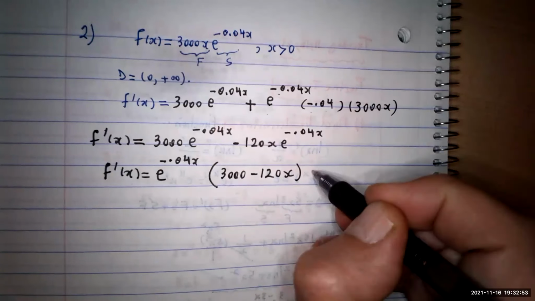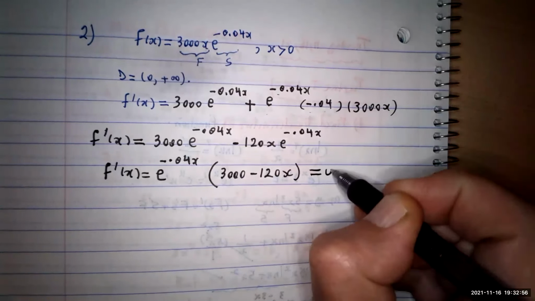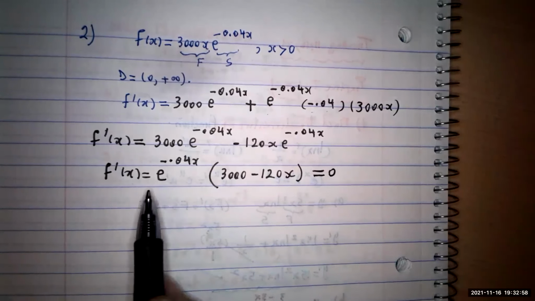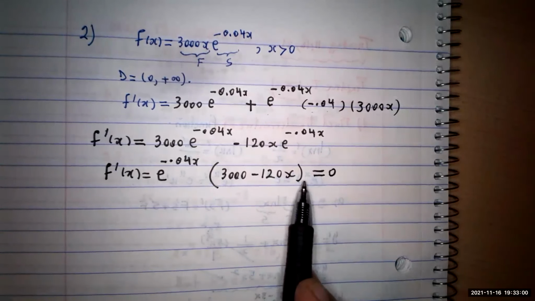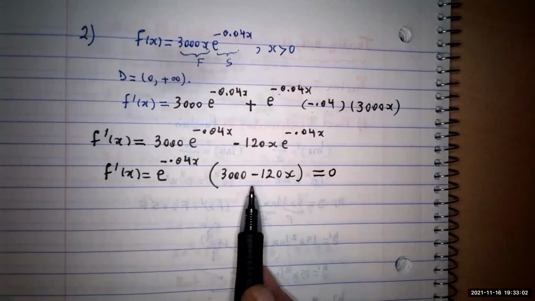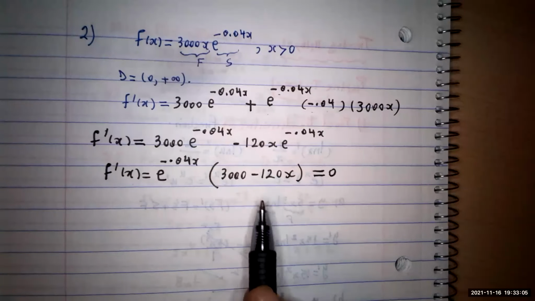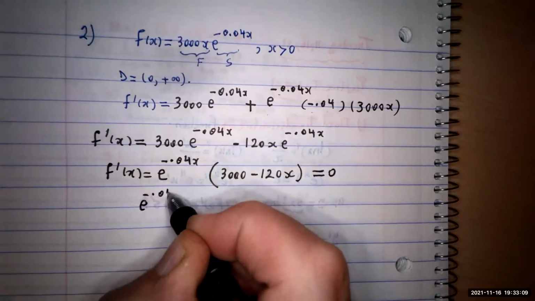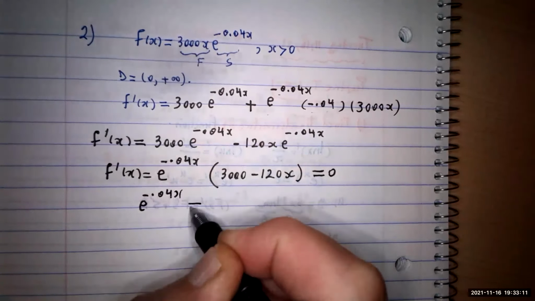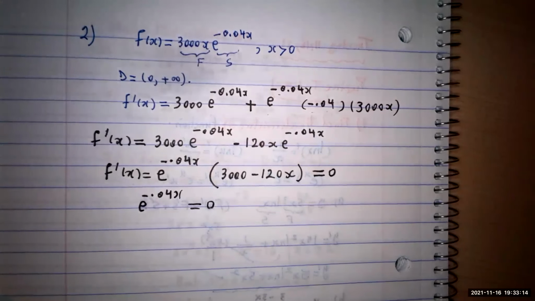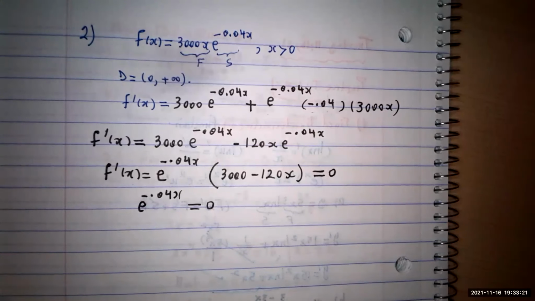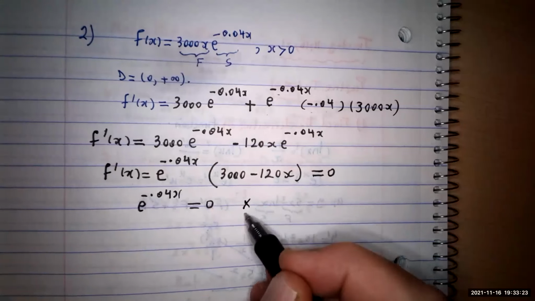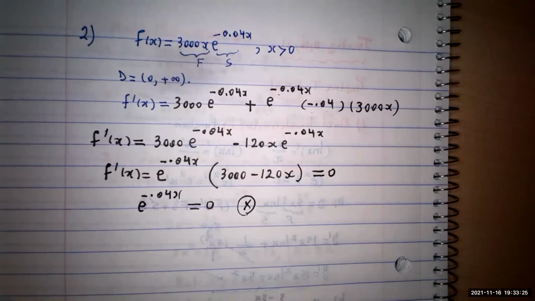Okay, we let it equal to 0 because we are looking for the maximum and the minimum. Now you have a product of two functions equal to 0. So each one should be equal to 0, or one of them must be 0. So for the first one, e to the negative 0.04x equal to 0. You know that the exponential function is never 0 because of the e. E is 2.7. You'll never be able to make it 0. So this would be a contradiction. So you get no solution from this one.